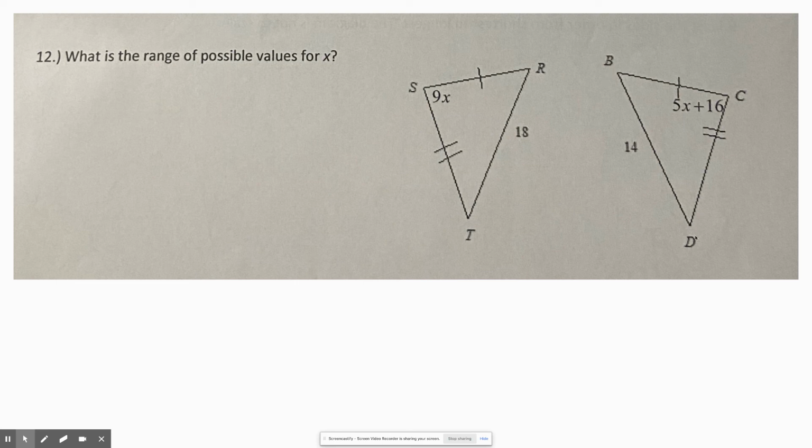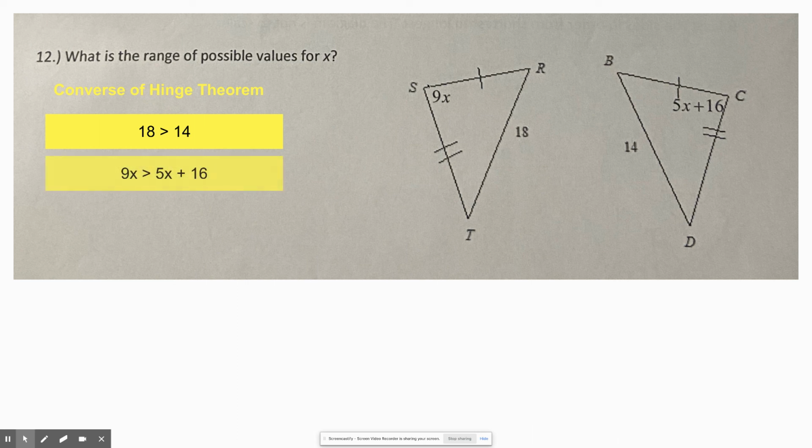We know about the side opposite the angles are not equal. Therefore, these triangles are not congruent. Because if side RT were congruent to side BD, these triangles would be congruent by side, side, side, but they're not. So we're going to use kind of like the backwards or the converse of the hinge theorem. Because 18 is greater than 14, this angle that's opposite 18 has to be greater than this angle that's opposite 14.